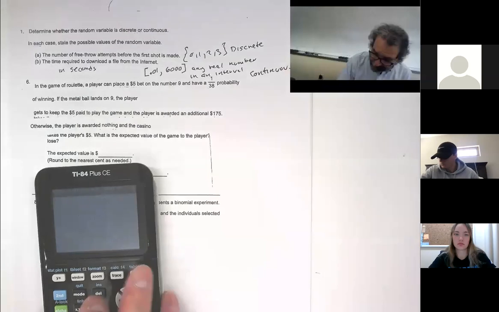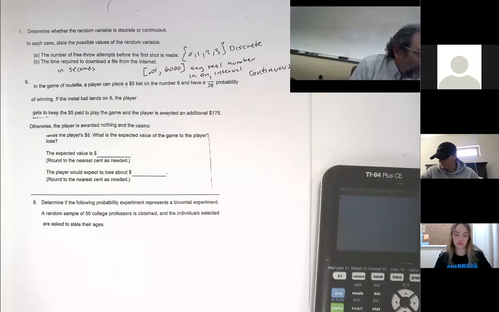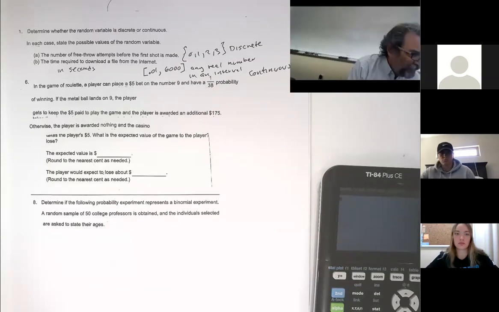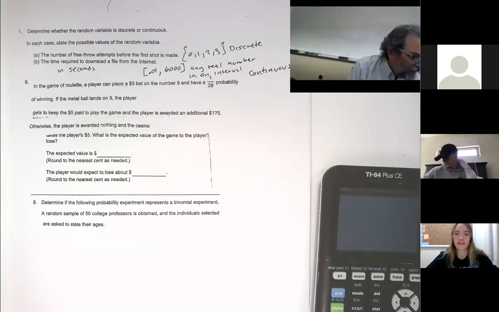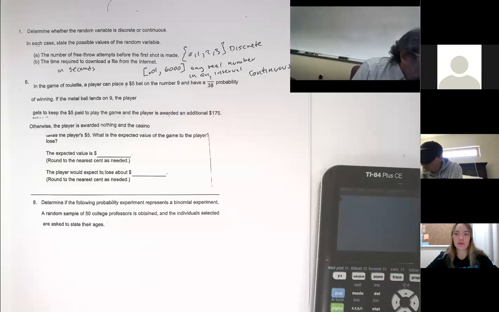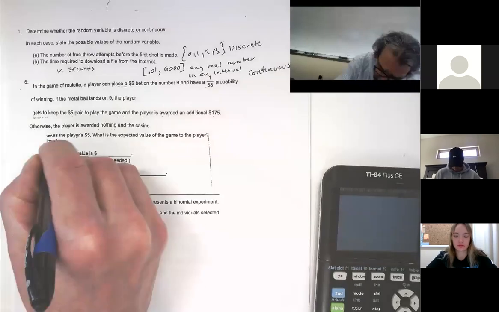All right. In a game of roulette, a player can place a $5 bet on number 9 and have a 1/38th probability of winning. That is true. If the metal ball lands on 9, the player gets to keep the $5 paid to play the game, and the player is awarded an additional $175. Otherwise, the player is awarded nothing, and the casino takes the player's $5. What's the expected value of the game to the player?